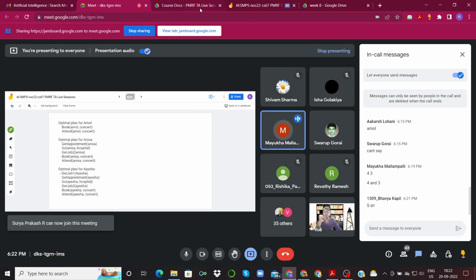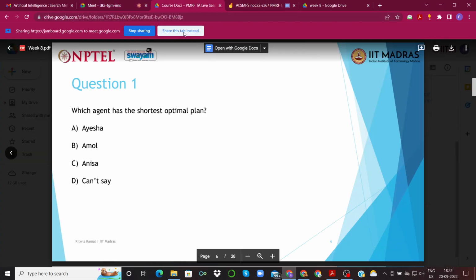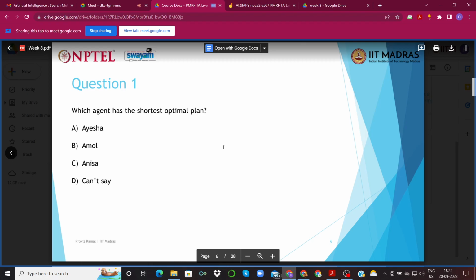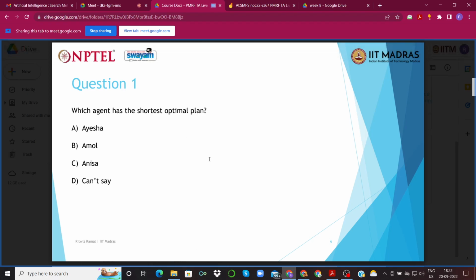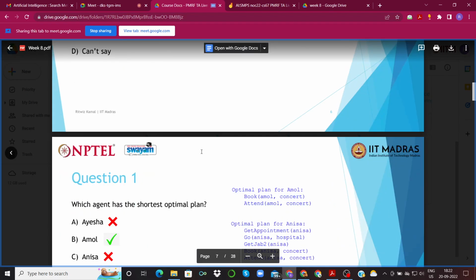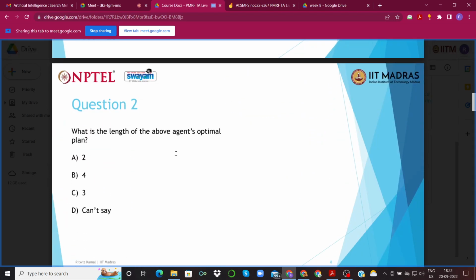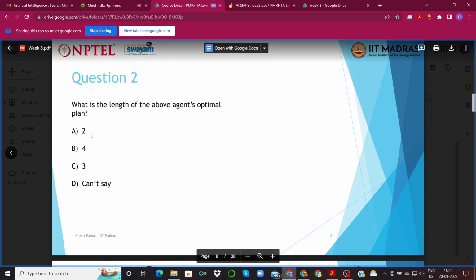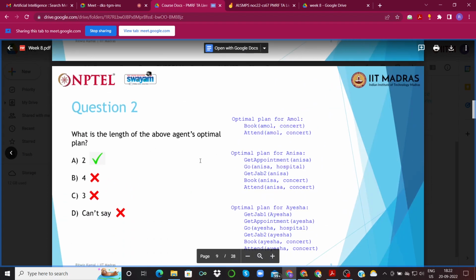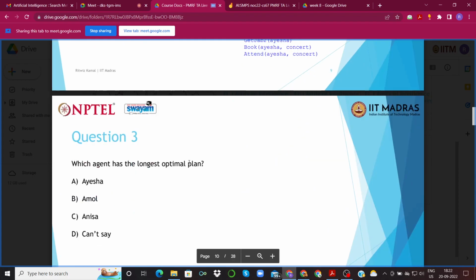Okay, so if everyone is convinced about this, then we can quickly solve the next few questions. So, which agent has the shortest optimal plan? That would be Amol. That's right, because he only has to take two actions. We just saw that the length is 2 for Amol's optimal plan.